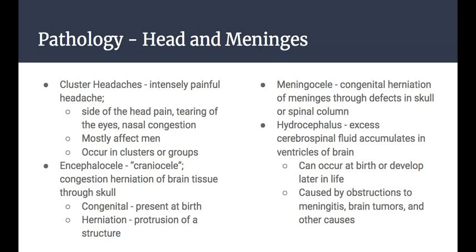And then we have a meningocele, a congenital herniation of meninges through defects in skull or spinal column. So this is if you already have a defect in your spine or your skull, there can be a herniation or a pushing through of the meninges, or there's basically tissue that's pushing and breaking through, which is not good. That could lead to brain issues, nervous system problems.